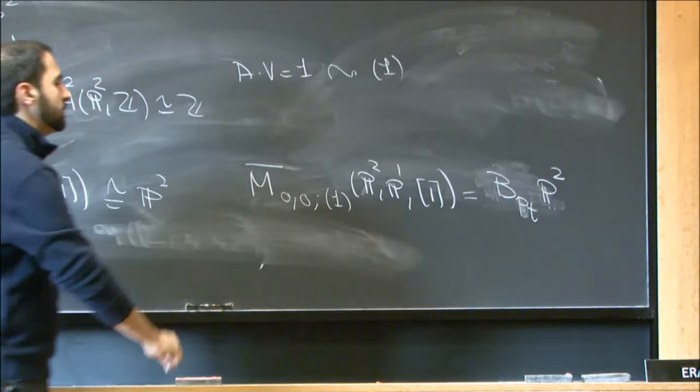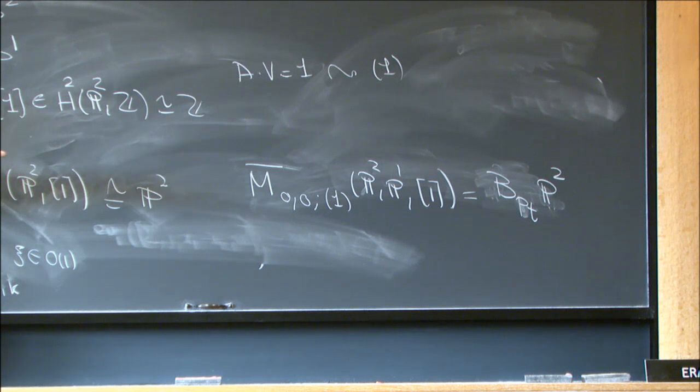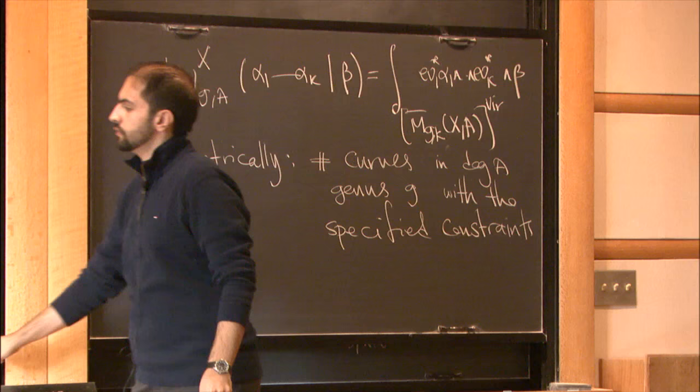So after compactification, the classical moduli space would be just P2, isomorphic to P2. The relative moduli space would be a blow-up of P2 at the point that corresponds to this divisor. So in geometric situations, that's most of the time the picture. That one is a birational transformation of the other.